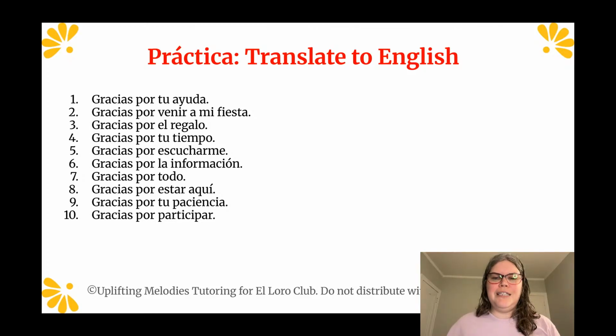Gracias por la información. You can probably guess this one even if you don't know Spanish. The good news is about 40% of words are similar between Spanish and English. So this one is thank you for the information. Gracias por todo. This is a great one that you can use in a lot of situations. Thank you for everything. Gracias por estar aquí. Thank you for being here. Gracias por tu paciencia. Thank you for your patience. Gracias por participar. Thank you for participating.